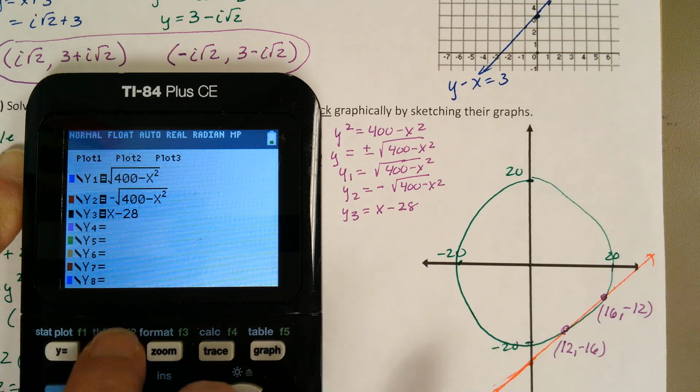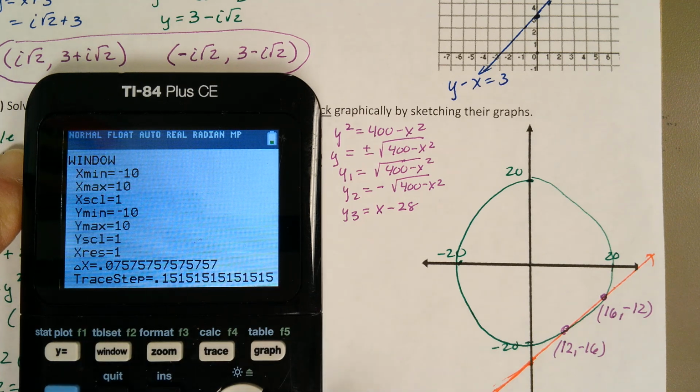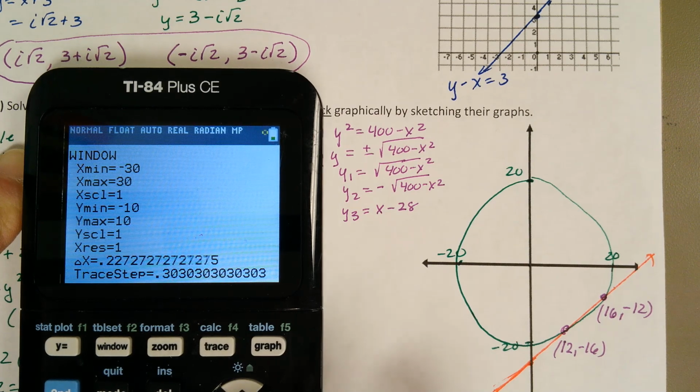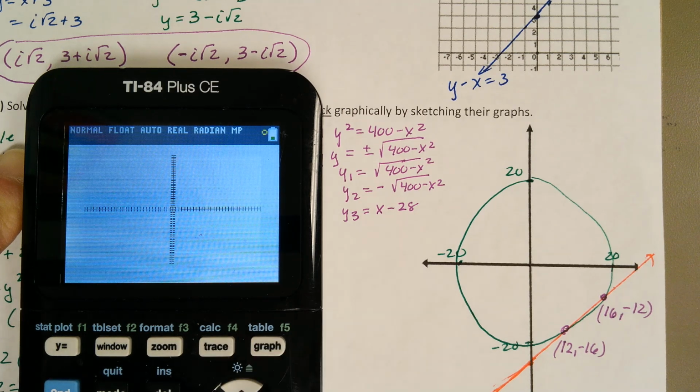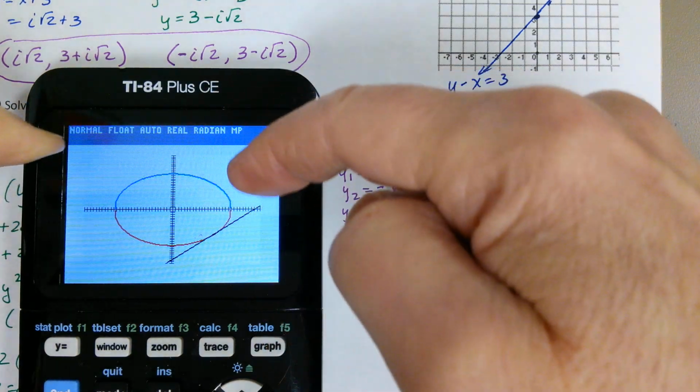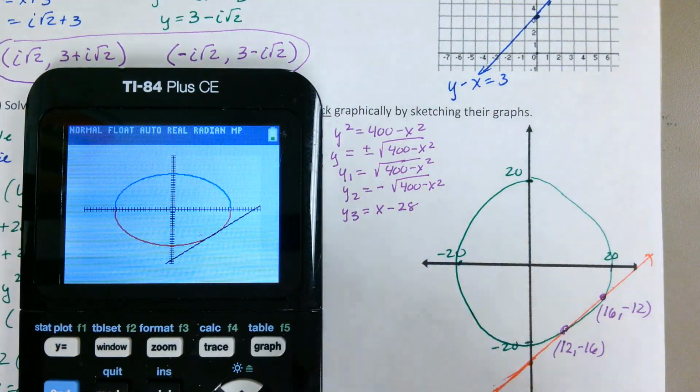And I'll adjust the window to go from negative 30 to 30, both x and y. There's one half of our circle, the other half, and then the line. And there are 2 points of intersection there. Why doesn't this look like a circle, more of an oval? It's because this window here is rectangular, not square.